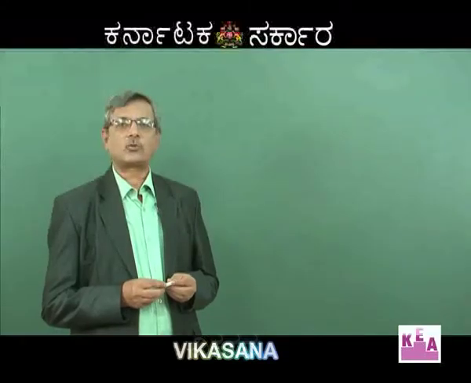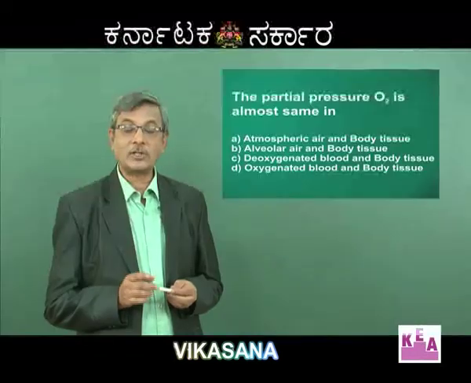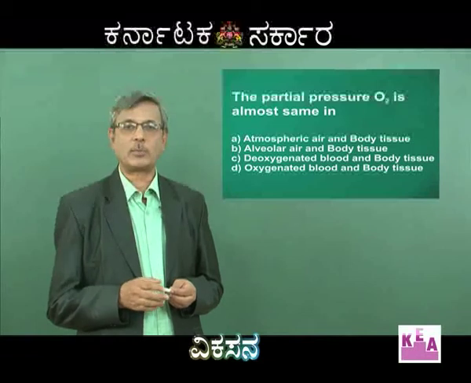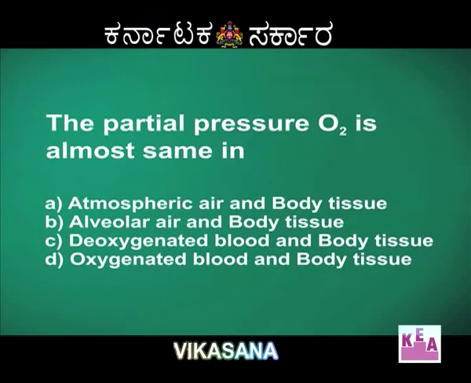Now we come to the next question. The partial pressure of oxygen is almost same in. Remember, partial pressure refers to pressure exerted by a particular gas in mixture of gases. Partial pressure exerted by oxygen in mixture of gases is partial pressure of oxygen. Partial pressure of oxygen is almost same in option 1, atmospheric air and body tissue. It can't be an answer because atmospheric air has large amount of oxygen.